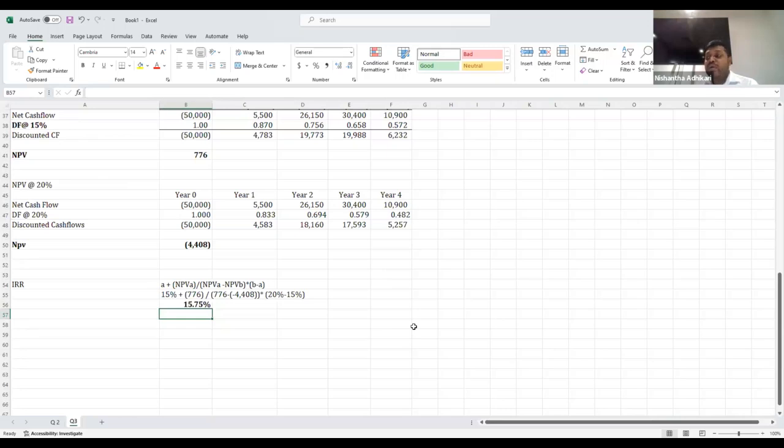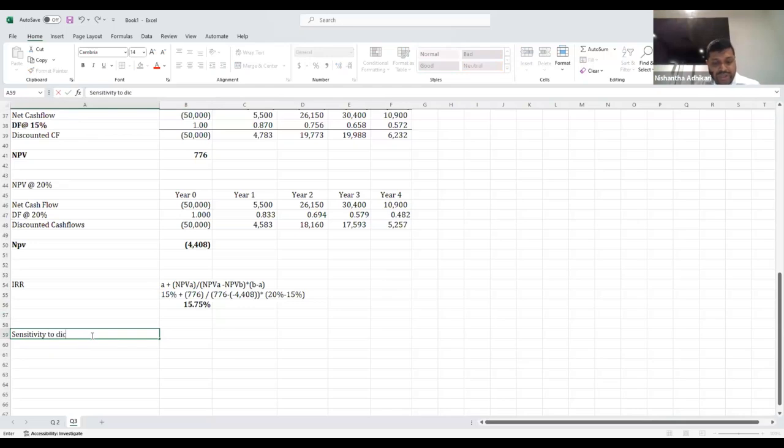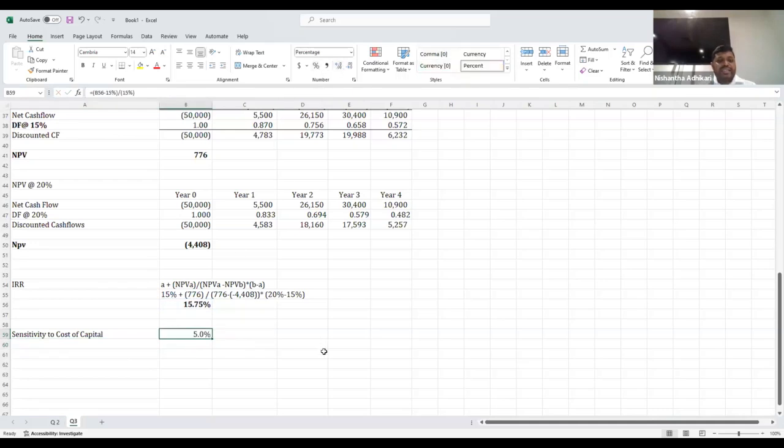As a percentage, up to which extent can your cost of capital go up? If you calculate, sensitivity to discount factor for cost of capital equals 15.75 minus 15% as a percentage of 15%, which is 5%. Exactly. If it increases by 5%, your NPV will become zero. Beyond that point, you will end up with a negative NPV. That is the sensitivity to the cost of capital.